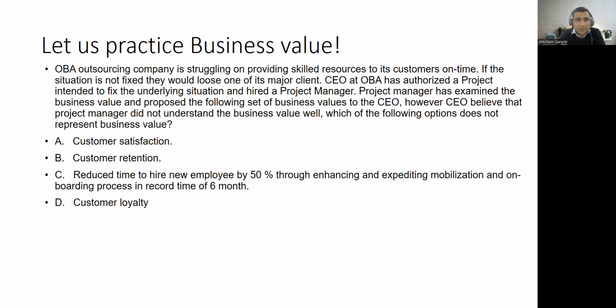OBA is an outsourcing company which is struggling on providing skilled resources to the customers on time. If the situation is not fixed, they would lose one of their major clients. The CEO at OBA has authorized a project intended to fix the underlying situation, and he hired a project manager. The project manager has examined the business value and proposed the following set of business values to the CEO. However, the CEO believes that the project manager did not understand the business value quite well.